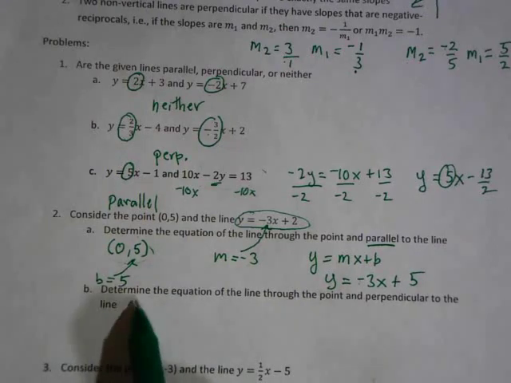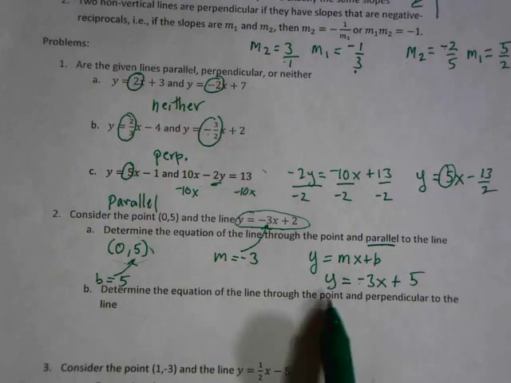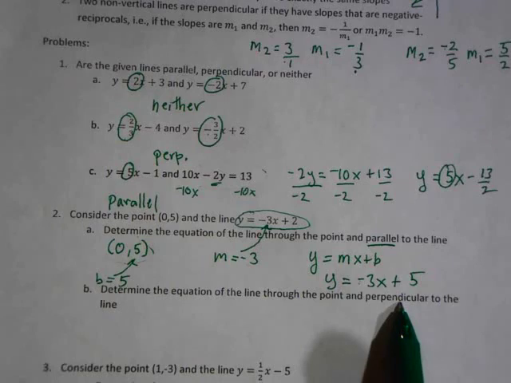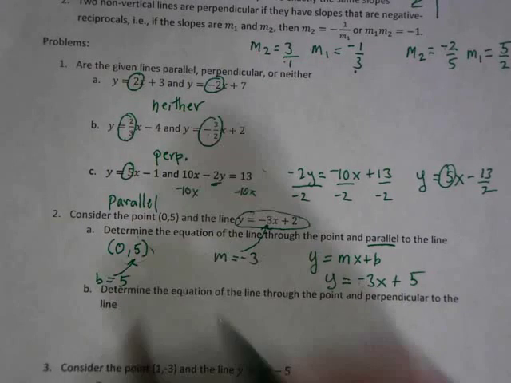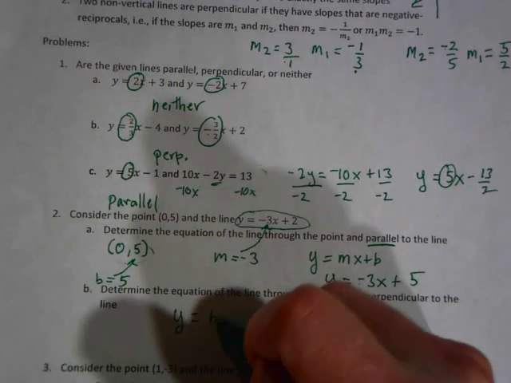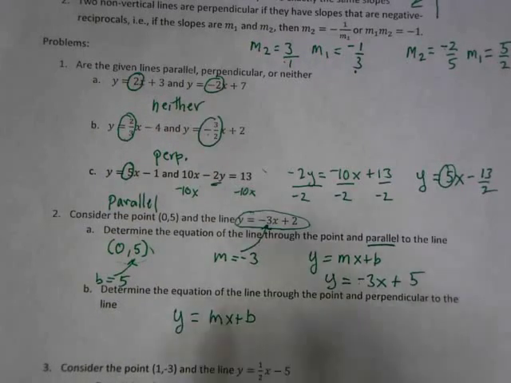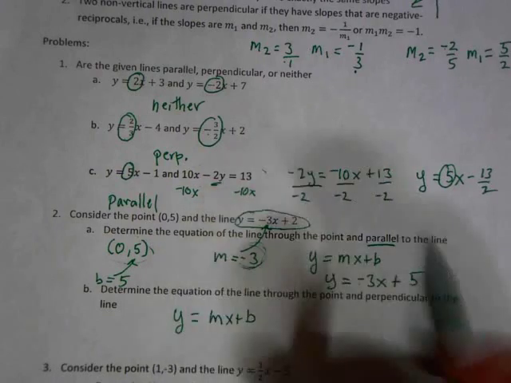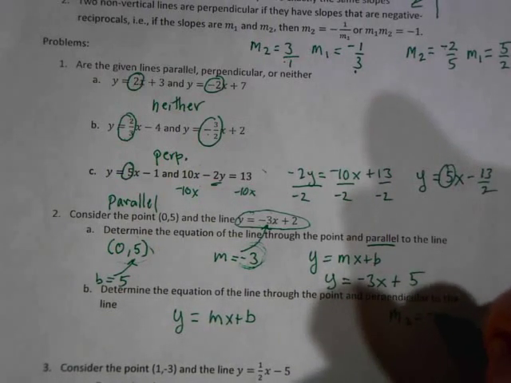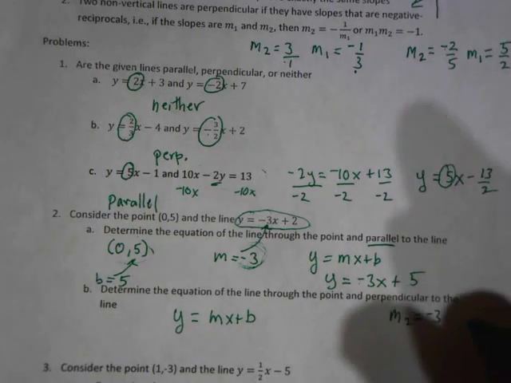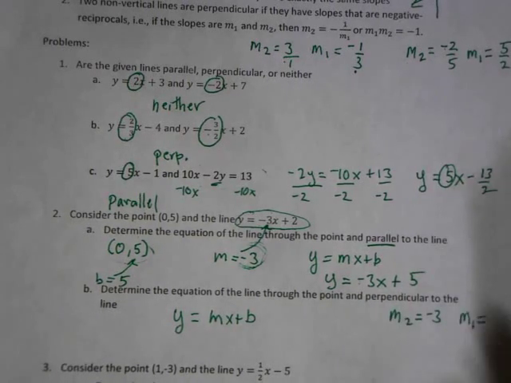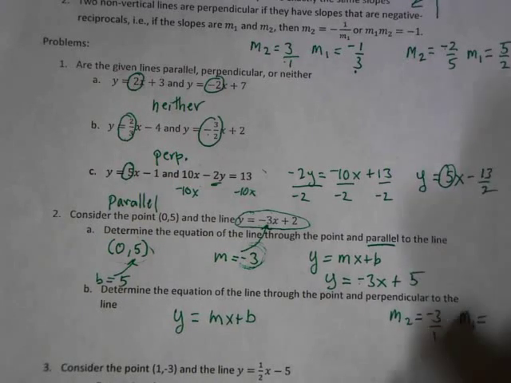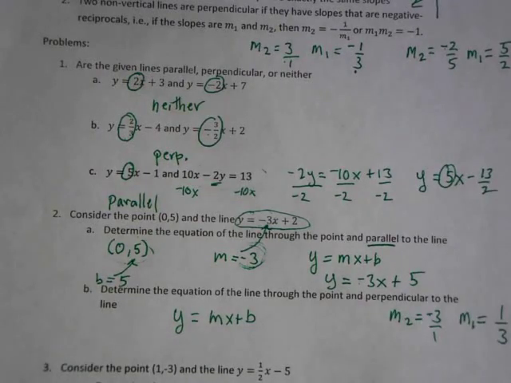Same directions, except now they say through the point and perpendicular to the line. Well, the only thing that changes is the slope. My answer is still going to be y equals mx plus b. Since this line has a slope of -3, the line I want has to have the negative reciprocal. So think of that as being -3/1. I put another minus sign in front of it, that makes it positive, and I flip it.